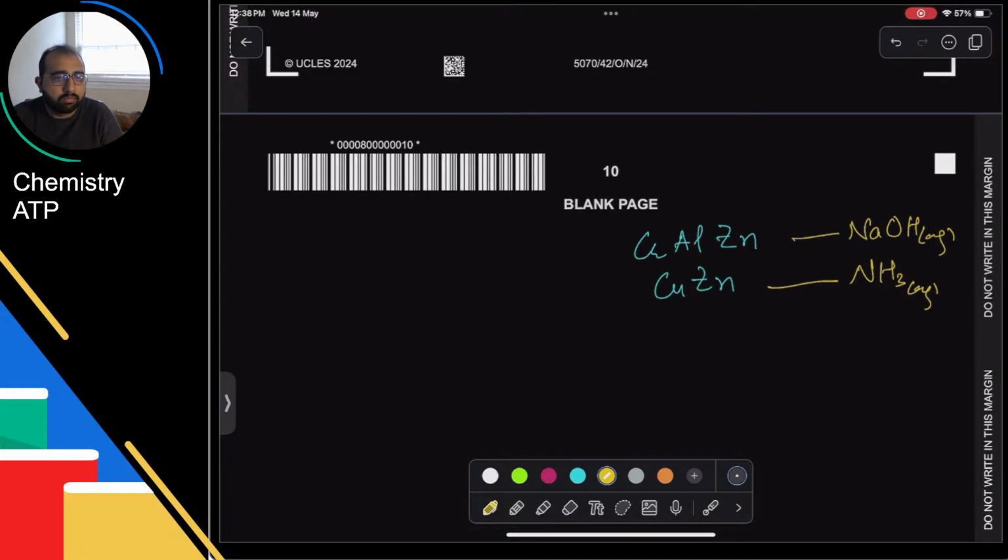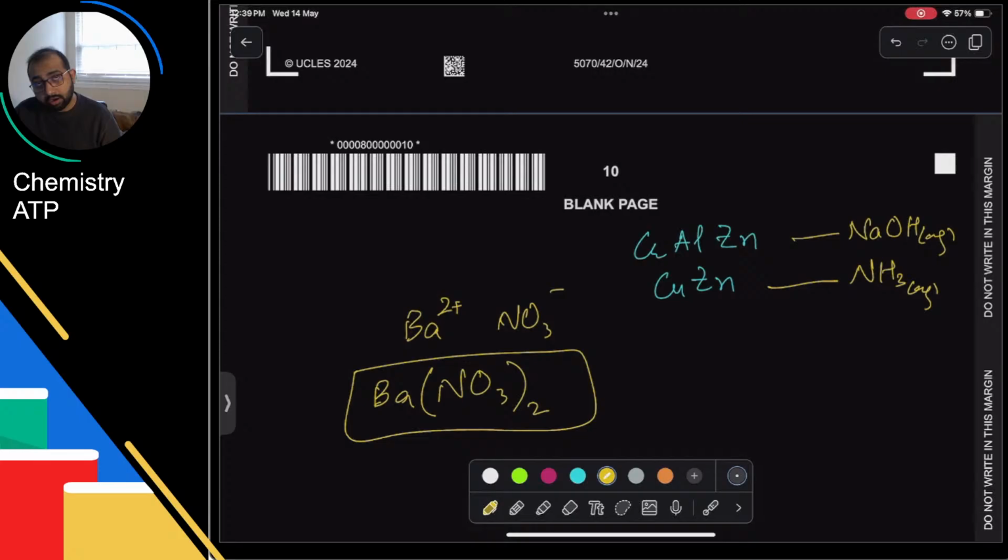Identify solution F. What we have seen is that solution F has barium ion from the flame test. It has nitrate ion because of the ammonia gas. So it's barium nitrate. Now write the formula correctly: Ba2+ and NO3- combine to give Ba(NO3)2. If you can't write that, write the name, but don't write a wrong formula.